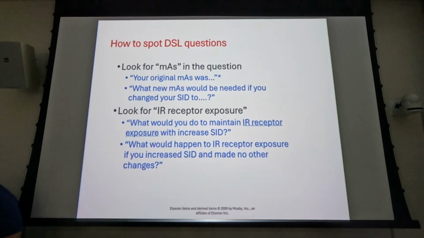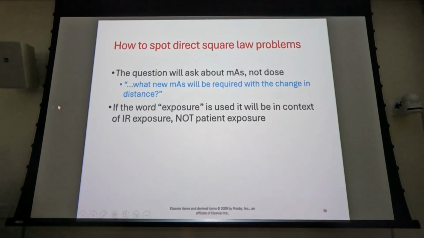How to spot direct square law questions? If it's asking for mass or technique change to compensate for a change in distance, that's going to be your mass. So your original mass was blah. What is your new mass at blah distance, right? All right, so that's one. What new mass should be used if you change your SID to, whatever. So look for image receptor exposure or mass changes with changes in distance to know how to work your direct square law or your density maintenance formula, okay?